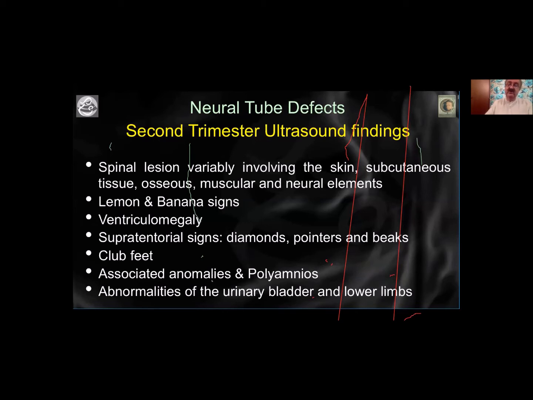that your sonologist or radiologist or your fetal medicine specialist should specifically look for additional features, such as diamonds, pointers, and beaks, which I will show you, such as club feet, such as a bladder that doesn't empty very much, or a polyhydramnios, and no movements of the lower limb, because this would then give a complete prognosis. So all this information should be mentioned in your report, because that will help you to prognosticate. That will help the pediatrician and the neonatologist to prognosticate.